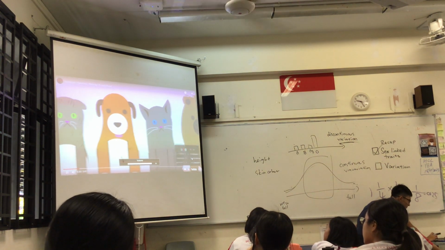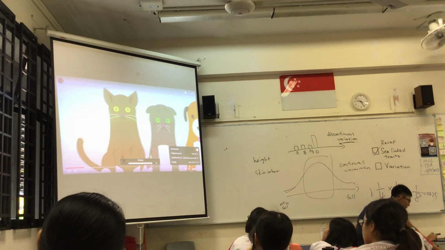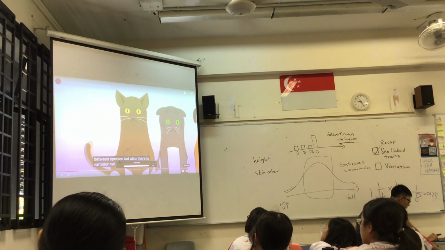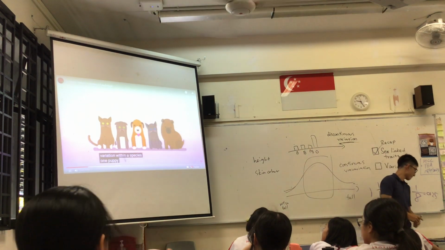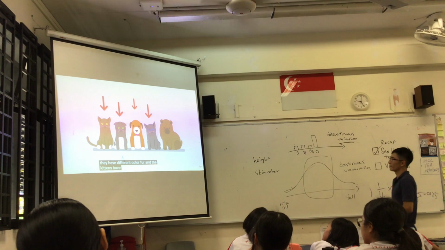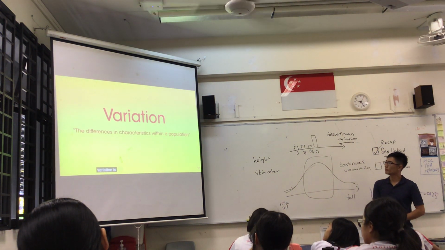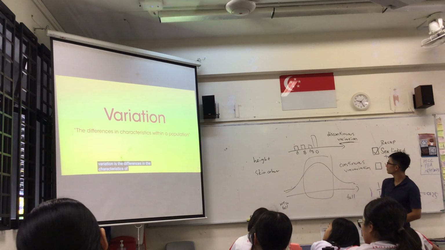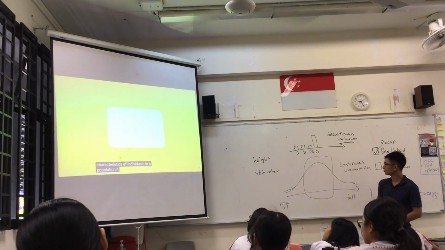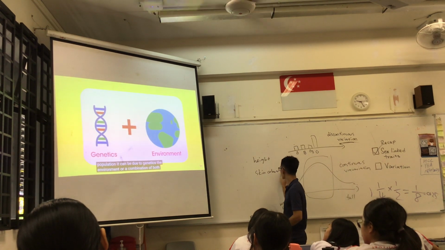Some kittens. There is a great deal of variation between species, but also there is variation within a species. One puppy is fluffier than the other. They have different coloured fur, and the kittens have different coloured eyes. Variation is the differences in the characteristics of individuals in a population. It can be due to genetics, the environment, or a combination of both.